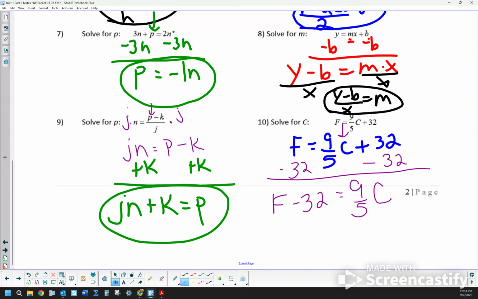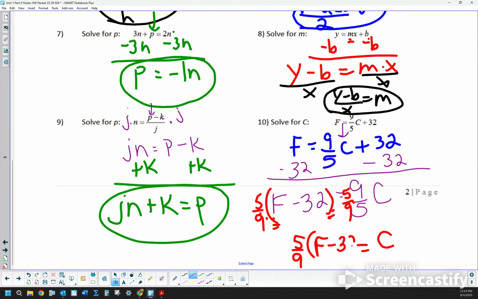And again, this is your fraction, so how do you undo fractions? Well, you multiply by the reciprocal. So c equals, and we want to put parentheses in because you're multiplying both of these by 5/9. If I don't put the parentheses, it looks like I'm only multiplying the f by that. So we want to make sure we have parentheses to show that both of these get multiplied by 5/9. And that's what c is equal to.